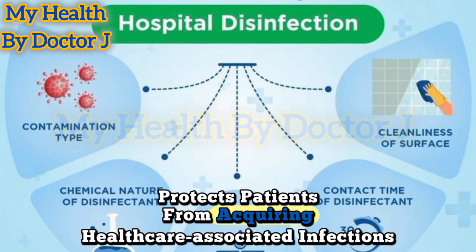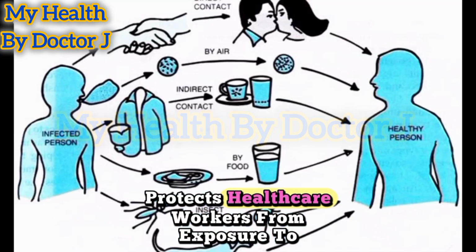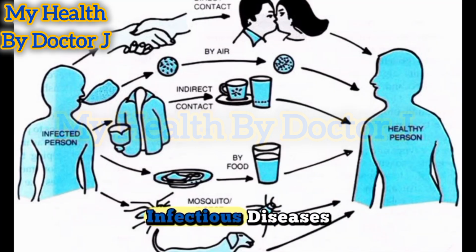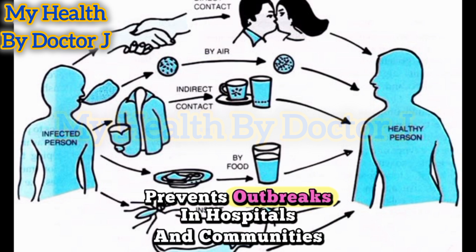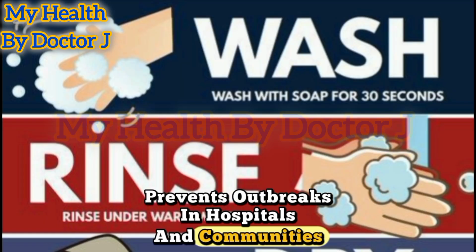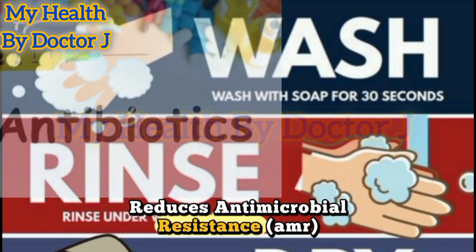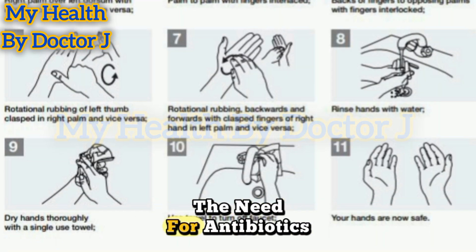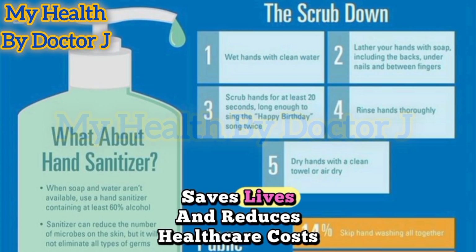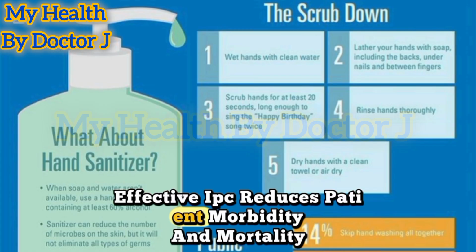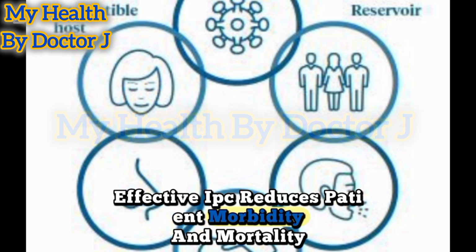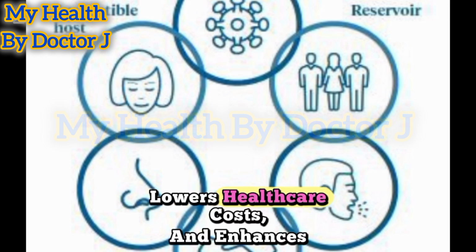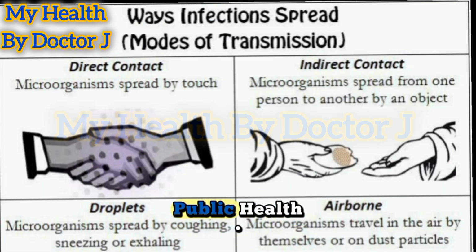It protects patients from acquiring healthcare-associated infections (HAIs), protects healthcare workers from exposure to infectious diseases, prevents outbreaks in hospitals and communities, reduces antimicrobial resistance (AMR) by lowering infection rates and reducing the need for antibiotics, saves lives and reduces healthcare costs. Benefits. Effective IPC reduces patient morbidity and mortality, lowers healthcare costs, and enhances public health.